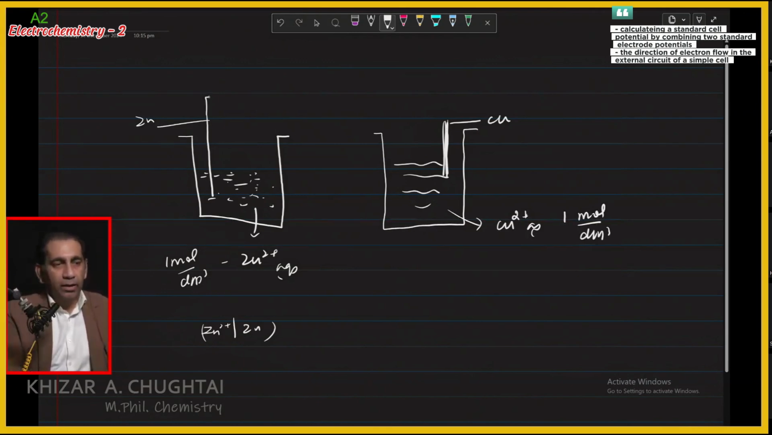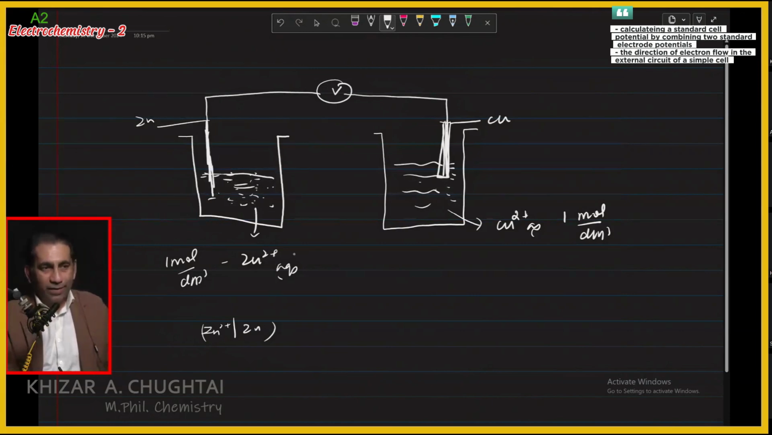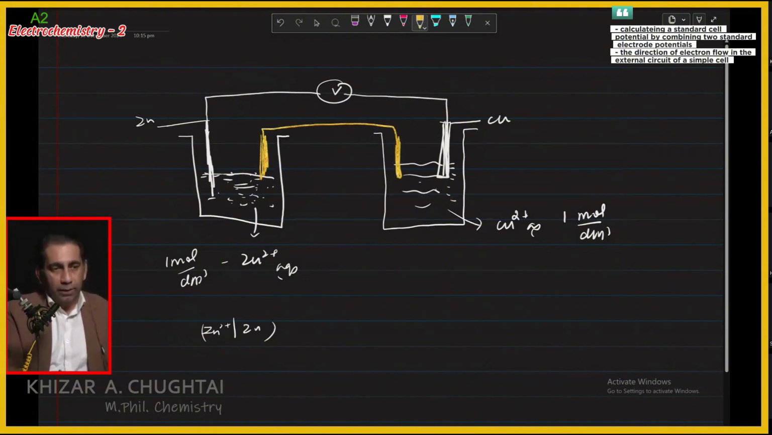If I'm going to connect these two rods by an external wire via a voltmeter, this is the metallic copper rod dipped in aqueous copper 2 positive ion. This is the metallic zinc rod that is dipped in a solution of zinc 2 positive ion. And I'm connecting these two rods via wire, via voltmeter. Here we are also supposed to place a salt bridge. I will let you know what is the function of the salt bridge.